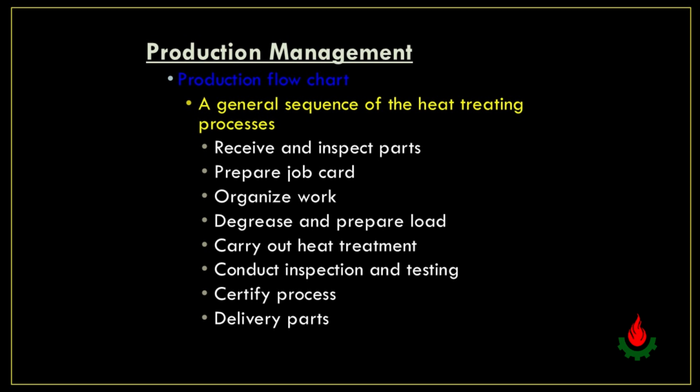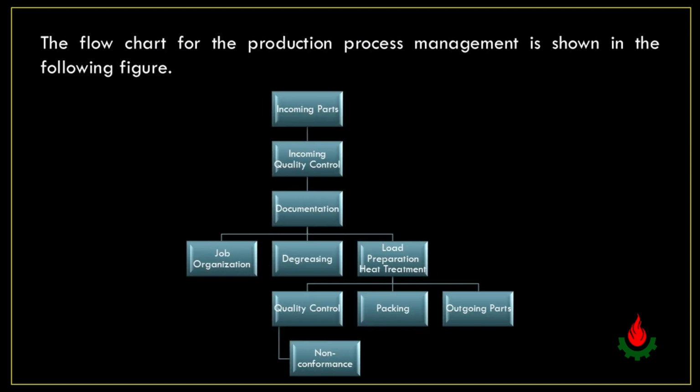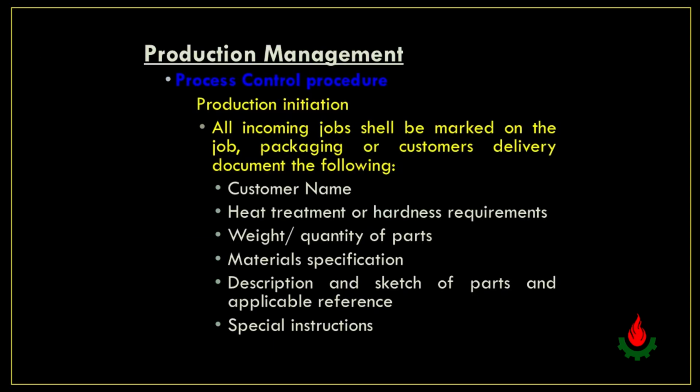Carry out heat treatment. Conduct inspection and testing. Certify process. Deliver parts. The flow chart for the production process management is shown in the following figure. Production management. Process control procedure.